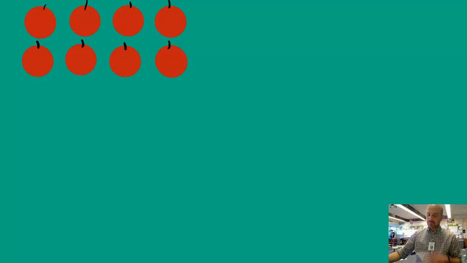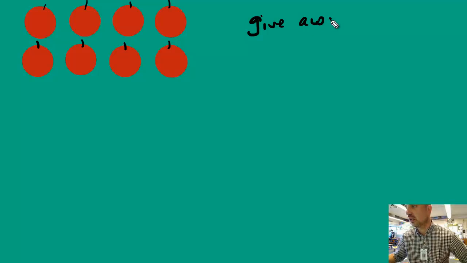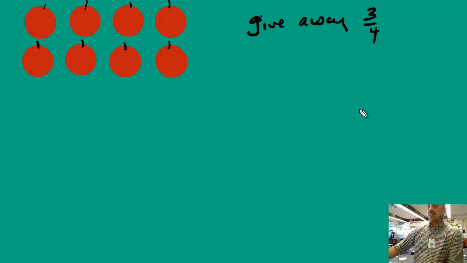There's my 8 apples. And I'm having an apple party. I want to give away 3/4 to my students. So how many apples am I going to get rid of? How many apples are my students going to get? By taking a look at this problem, I'm looking at my denominator here, and I'm seeing that I need to split these apples into 4 groups.